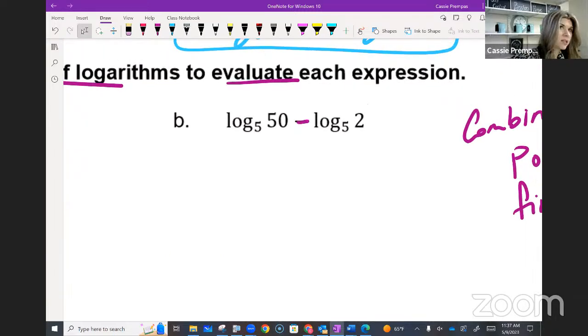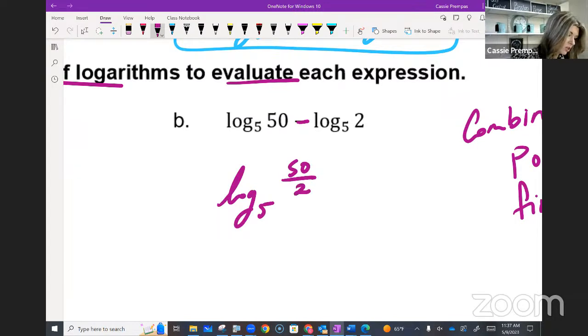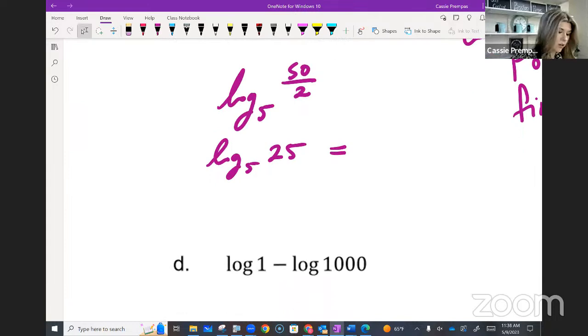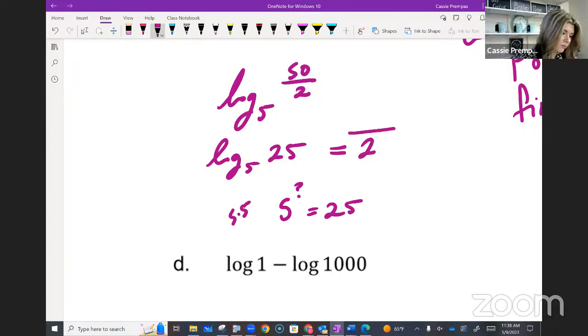How about letter B? What am I going to do with that minus sign? Divide. So we have log base 5 of 50 divided by 2, which Luke told us is 25. What's the answer to this one? 2 is correct. 5 raised to what power is 25? Again, 5 times 5 is 25. So that's 2.